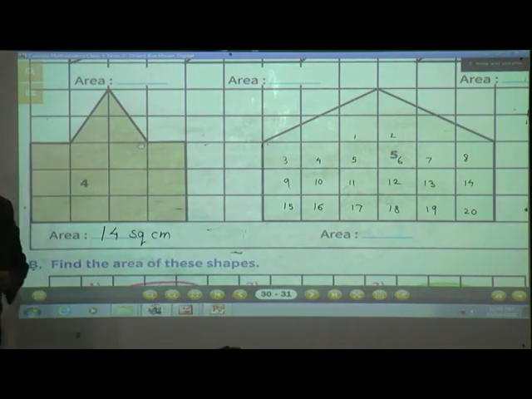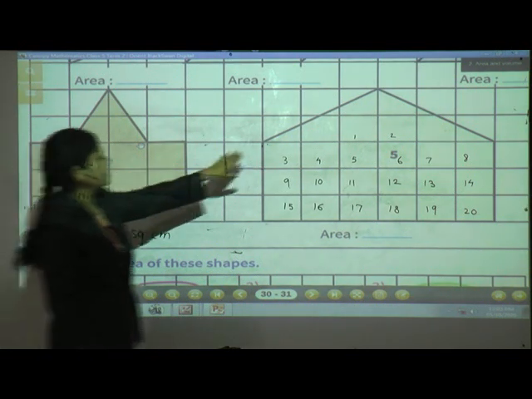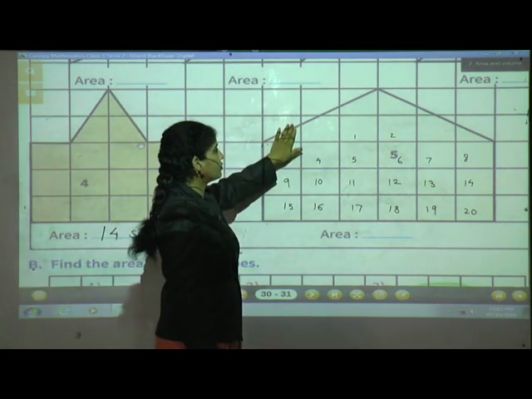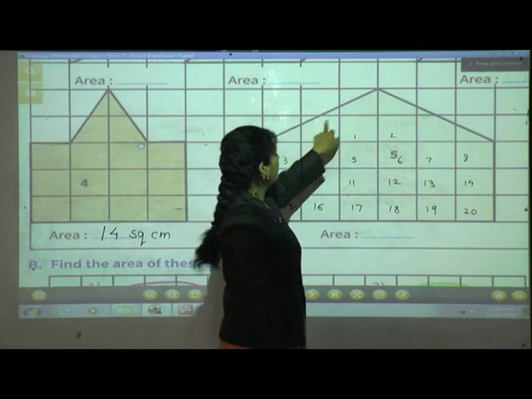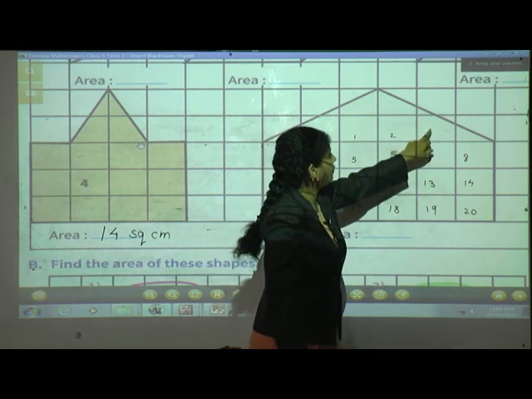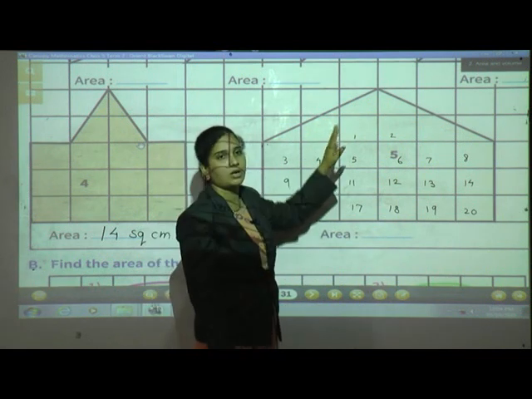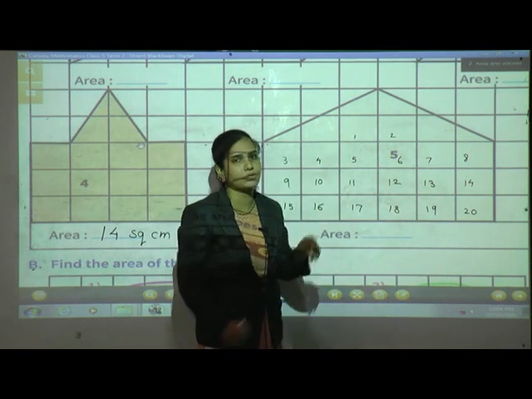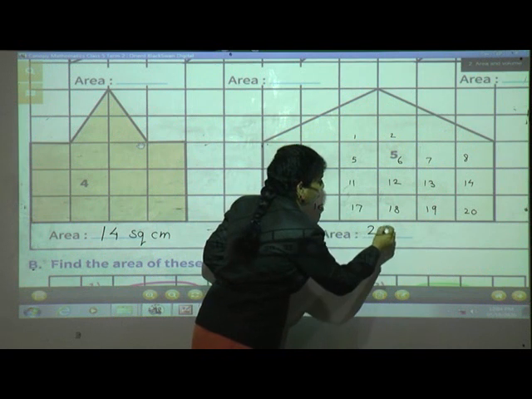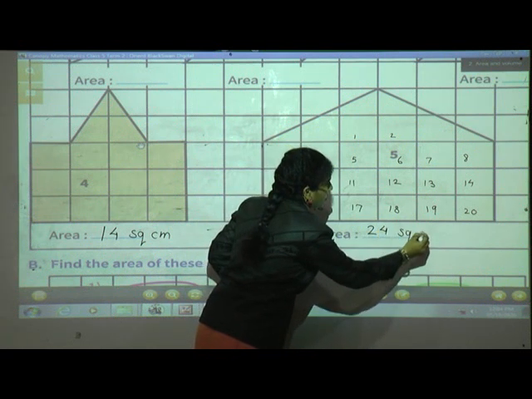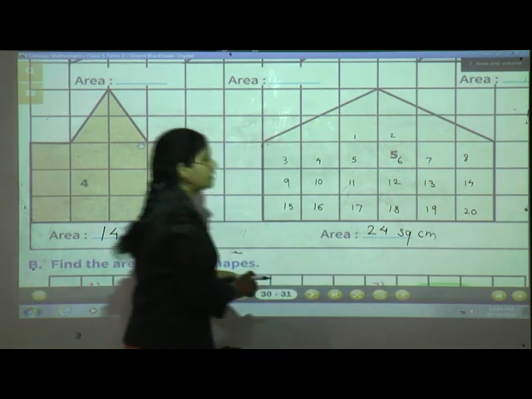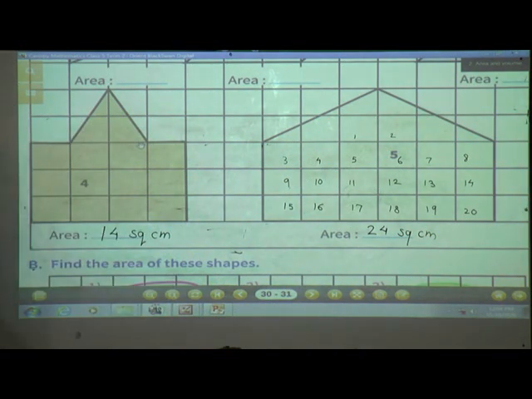5. Yes, students, here are the 5. So that's why take it as a, here is a less than the half. So don't count it. Again 1, 2, 3 and 4. Here is also very small, so don't count it. That's why 4 half squares and 20 full squares make 24 square centimeter. So the area is 24 square centimeter.